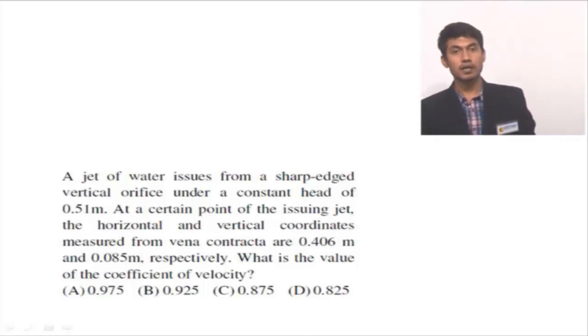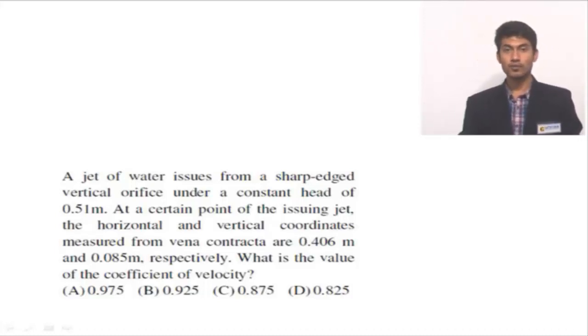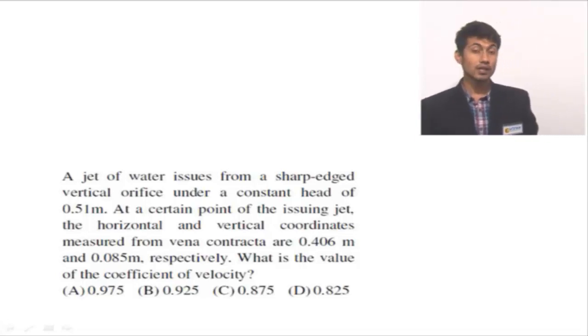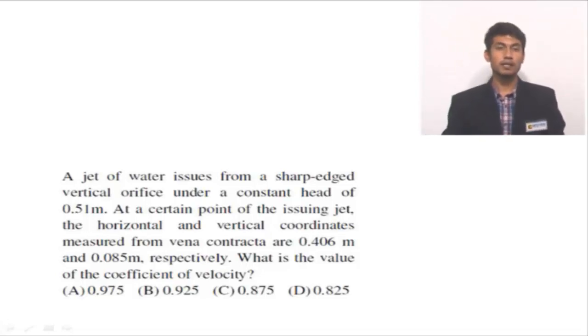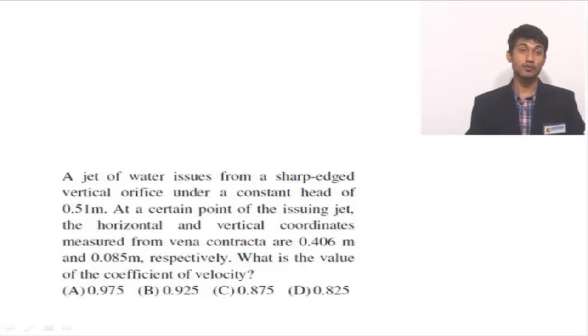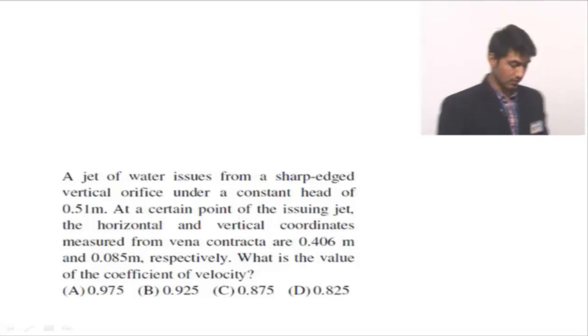0.51 meter. At a certain point of the issuing jet, the horizontal and vertical coordinates measured from vena contracta are 0.406 meter and 0.085 meter. What is the value of coefficient of velocity? Options are given: 0.975, 0.925, 0.875, 0.825.